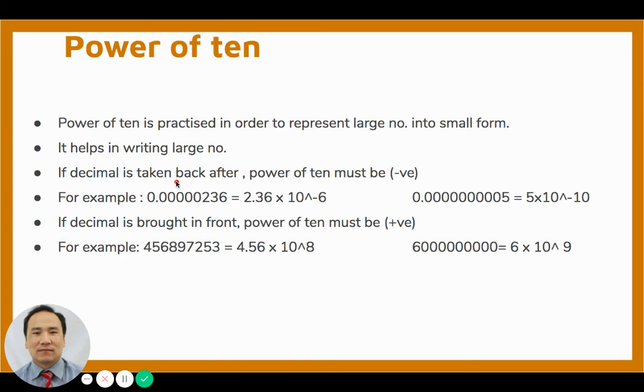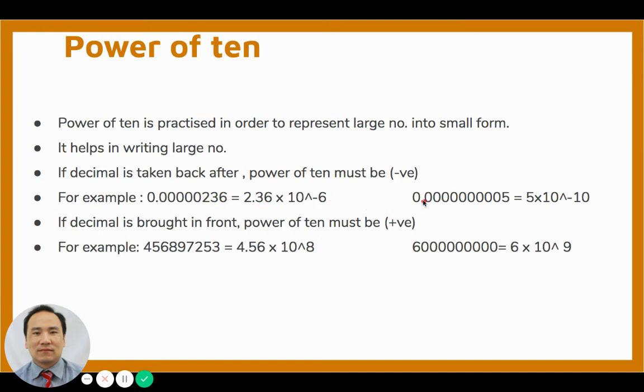For example, here we are taking the decimal from here to here, because we always take the decimal behind one real number. If we take the decimal here, it turns into 2.36 into 10 to the power. Already we said when you take it back, the power will be negative. But how much back have we taken? Let's count: 1, 2, 3, 4, 5, 6. That's why the power is minus 6.